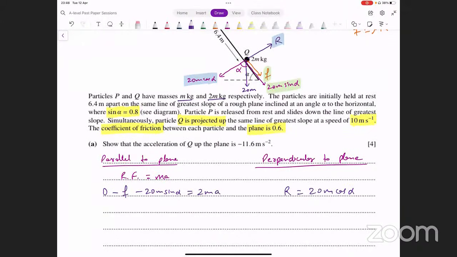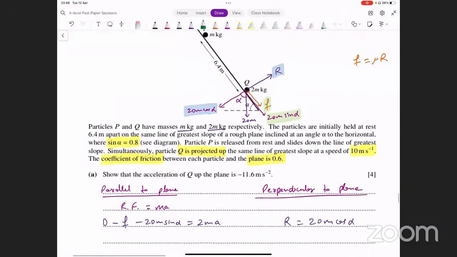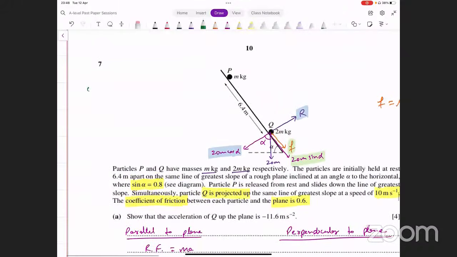ठीक है, ये हमारे पास दो equations आ गई. Now we've got the value of sin alpha. Sin alpha उसने बताया है 0.8 है. Okay, so sin alpha is 0.8.